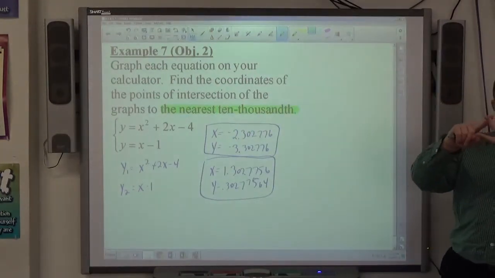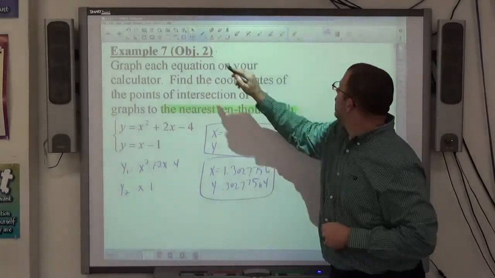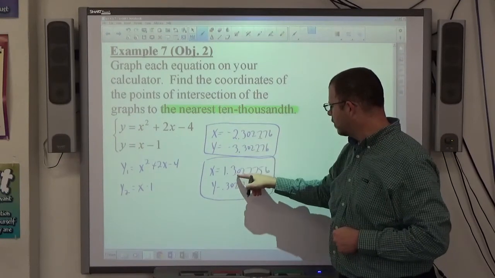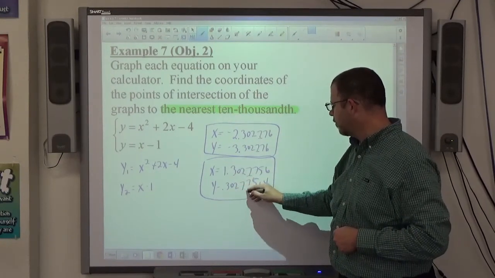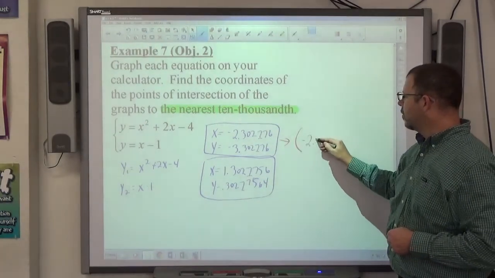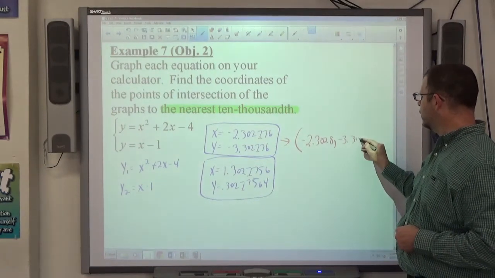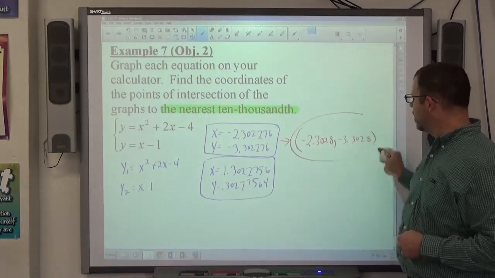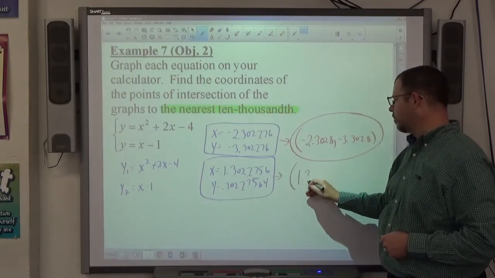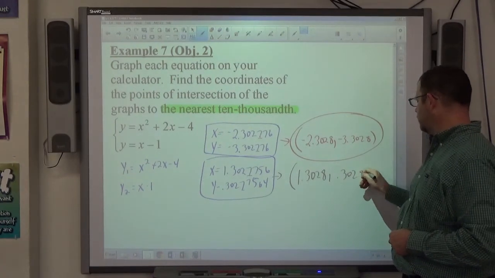10,000ths: we got tenths, hundredths, thousandths, 10,000ths. That's 4 decimal places. So looking at these numbers that we have here, 1, 2, 3, here's the 4th, in each one. So my first ordered pair is going to be negative 2.3028, comma, negative 3.3028. My second ordered pair is going to come from this one, x first, 1.3028, comma, 0.3028.